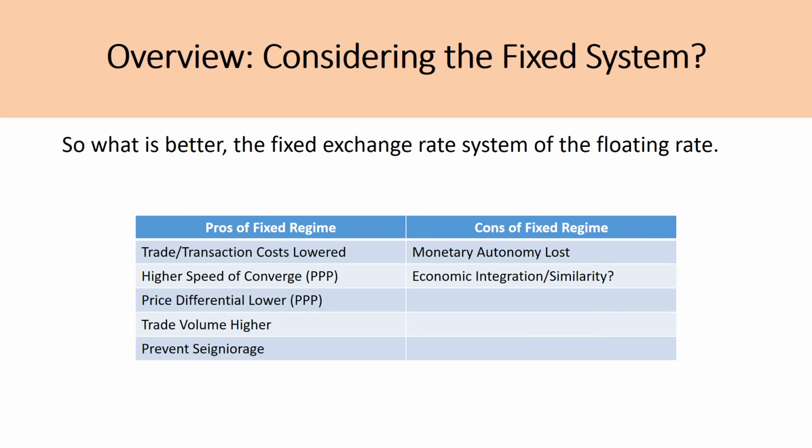There's also a higher speed of convergence, right? The price differential is lower from a PPP point of view. The trade volume, as research has shown, is higher between fixed exchange rate regimes versus just floating. And it also prevents seigniorage. So it provides discipline for emerging markets that might be susceptible to deciding to really finance government deficits through the printing of domestic money, right?